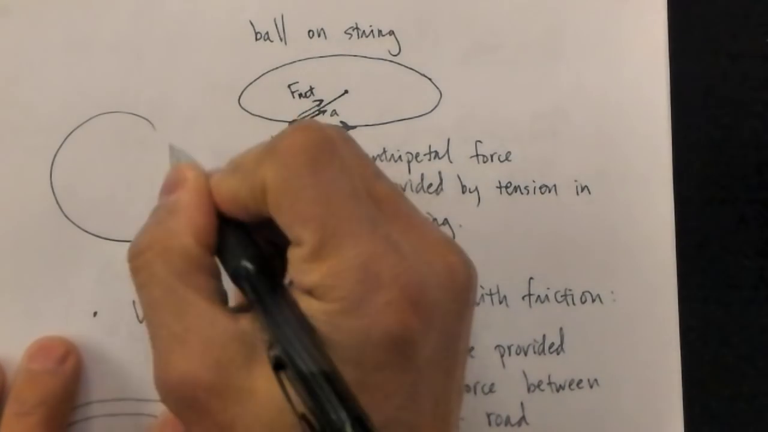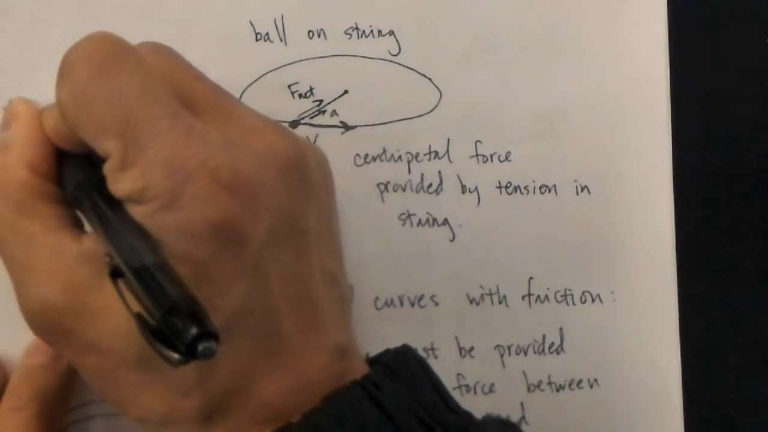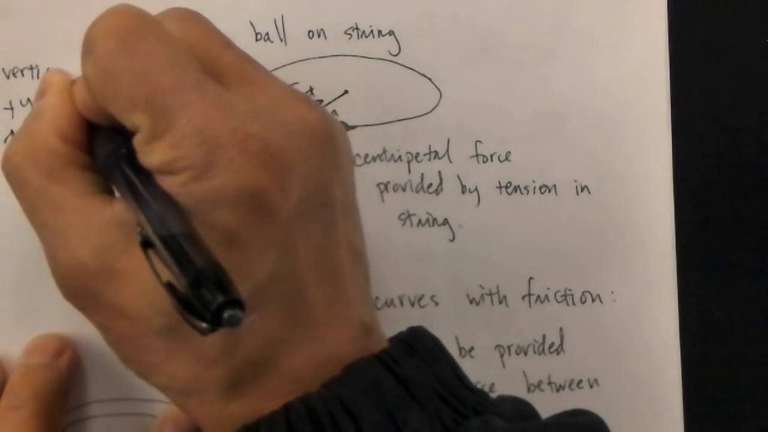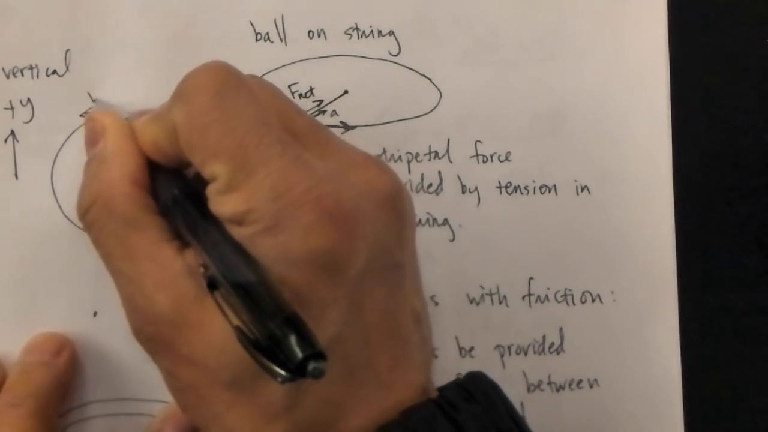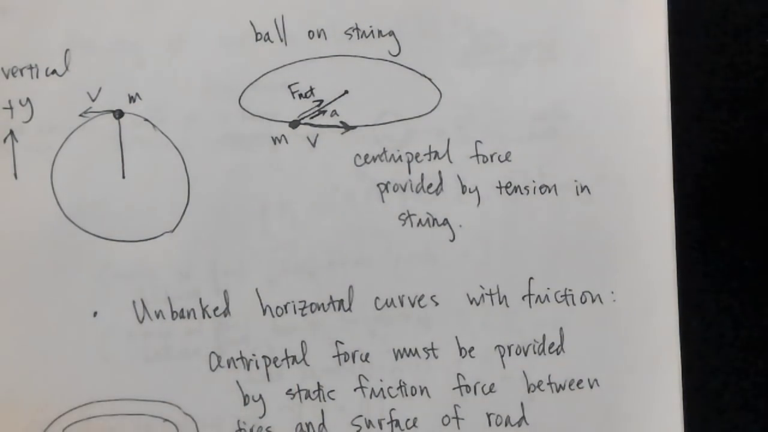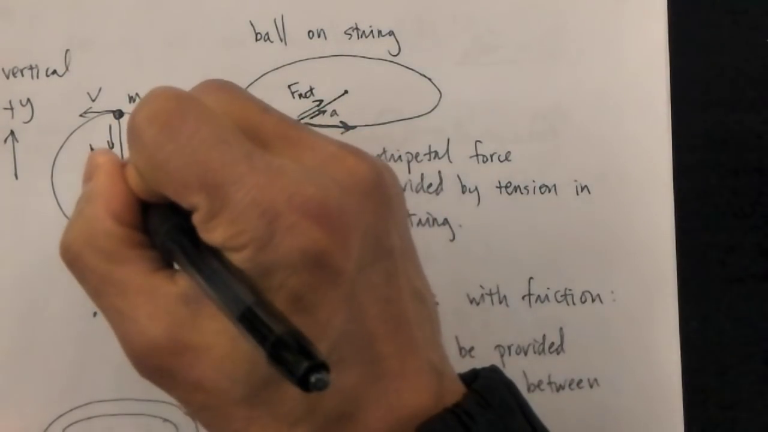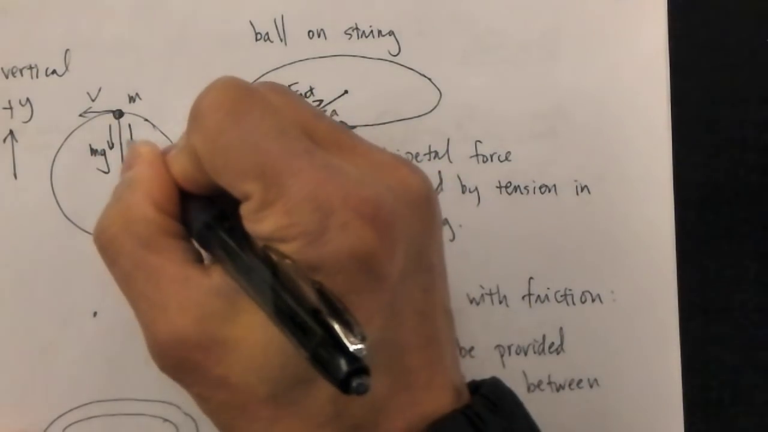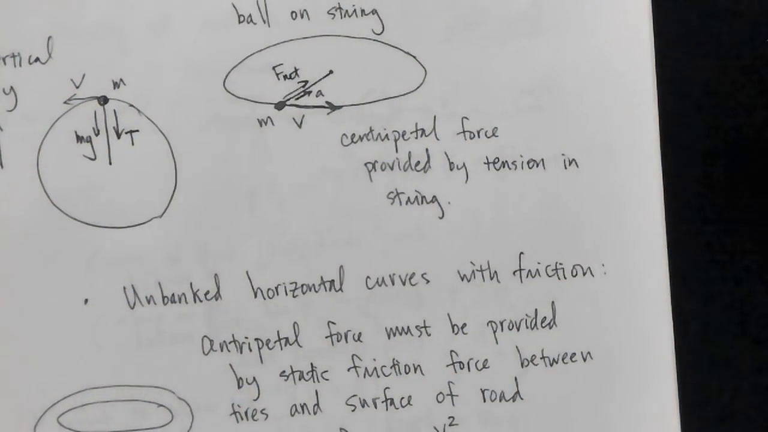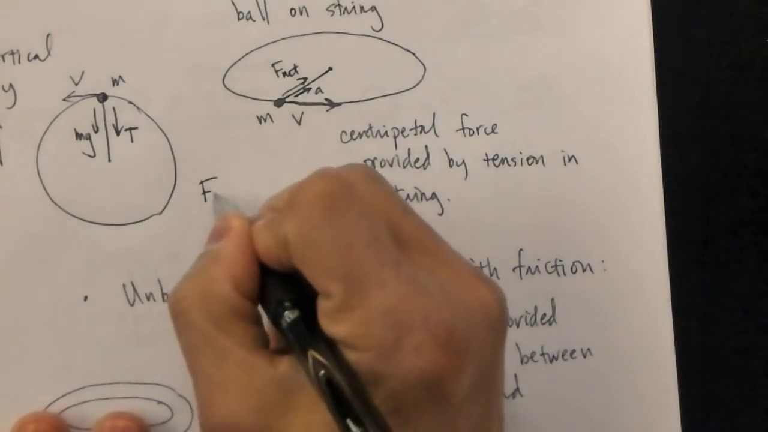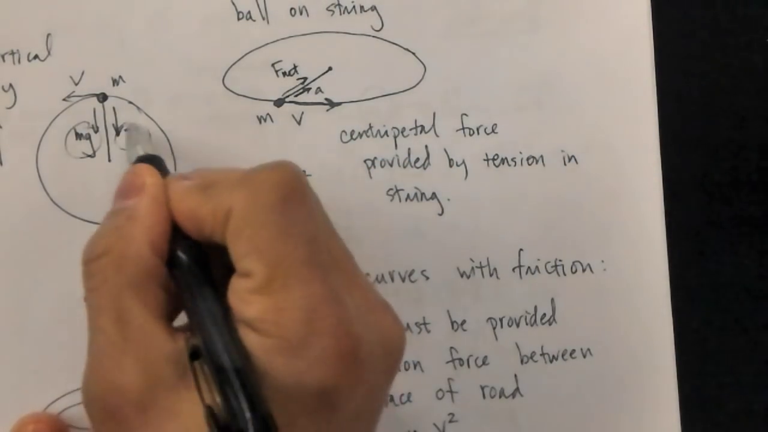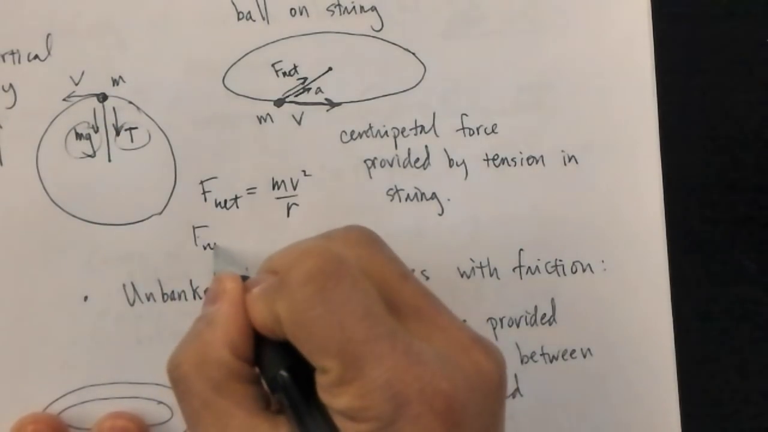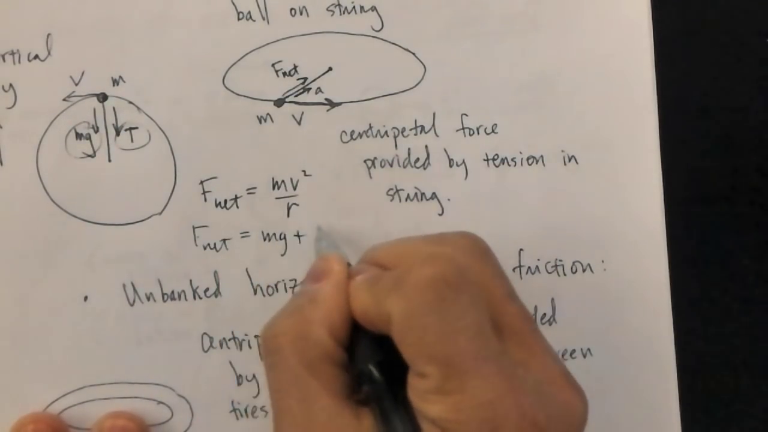Now, if we had a vertical circle, so suppose this was in the positive y direction, vertical, then it's a little bit more complicated. So if we have a string ball going around with some speed v, mass m, in that case, we have both gravity, which is mg, and we also have the tension from the string. They both are forces acting on it. And so in that case, we need the net force, again, to be mv squared over r. However, the net force is the sum of the two of them together, mg plus T.